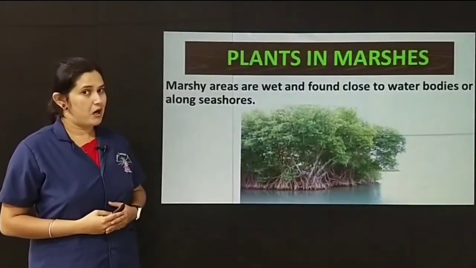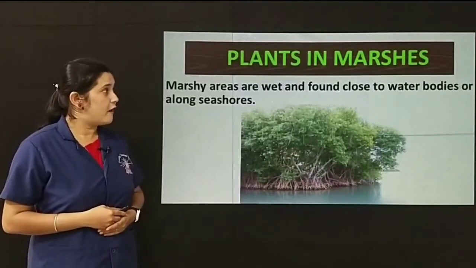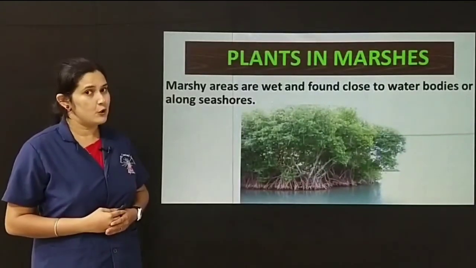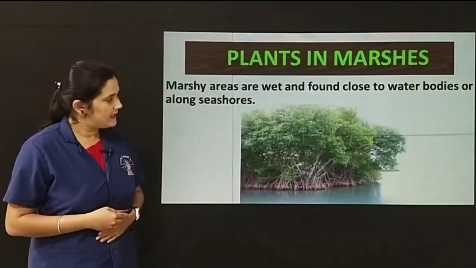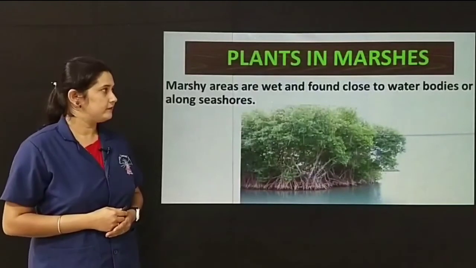Plants in marshes. Marshy areas are wet and found close to water bodies or along seashores. Here you can see the trees in marshy areas.